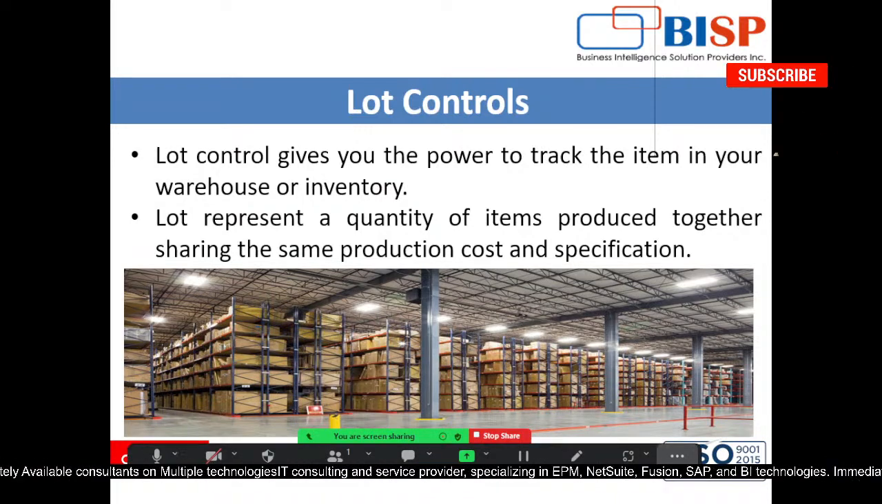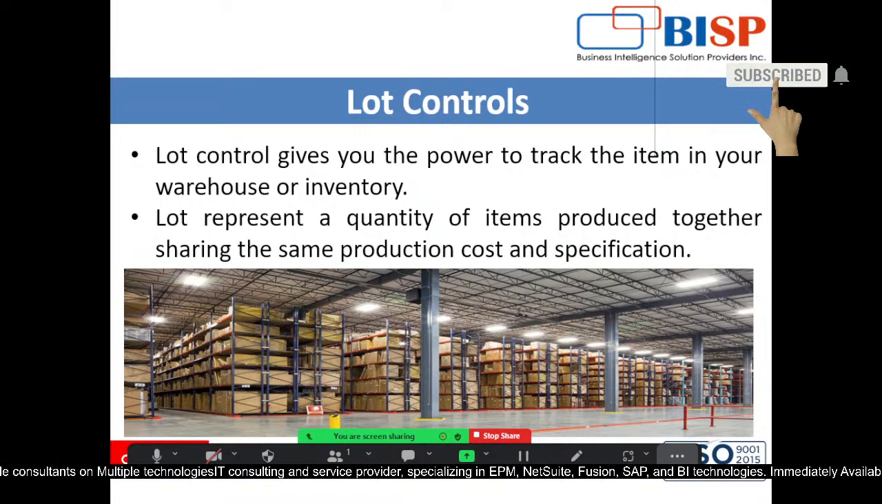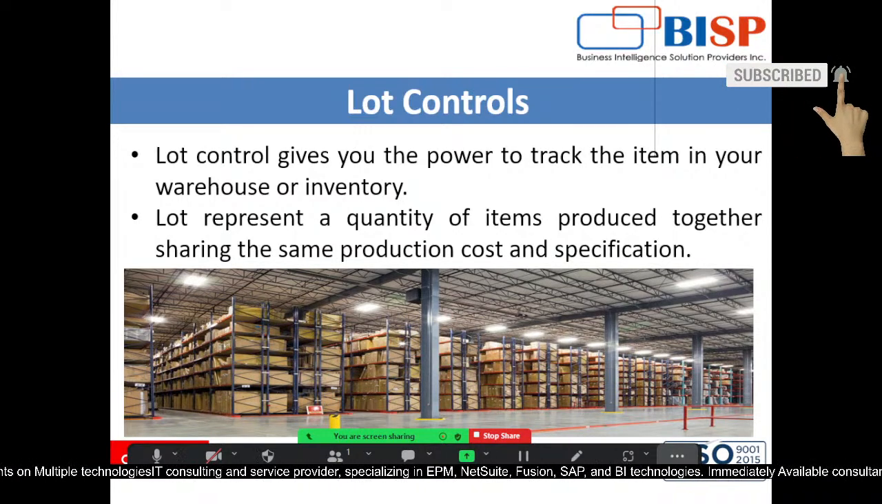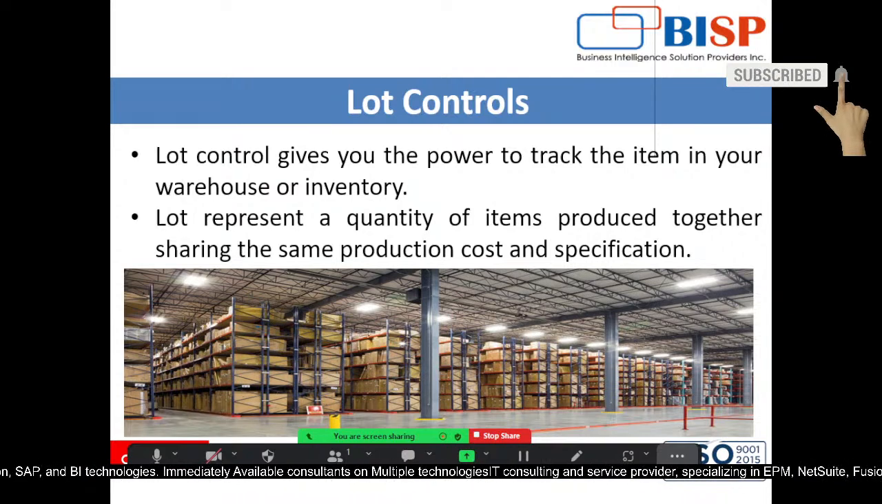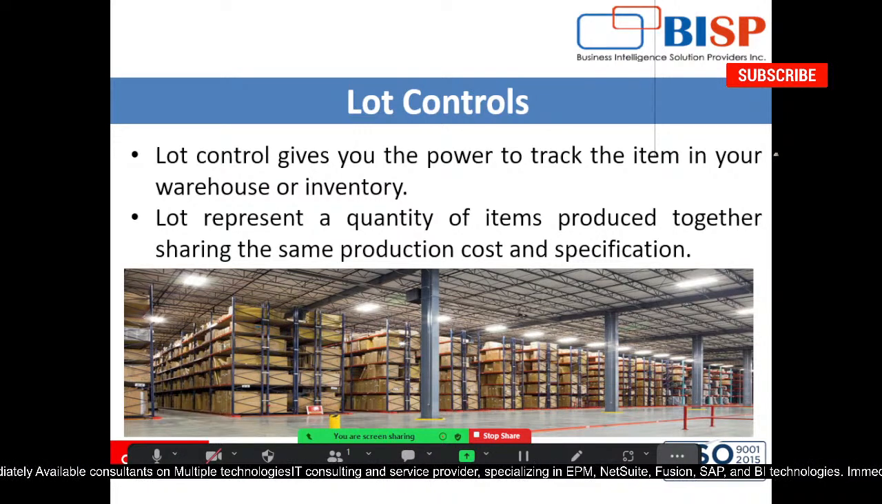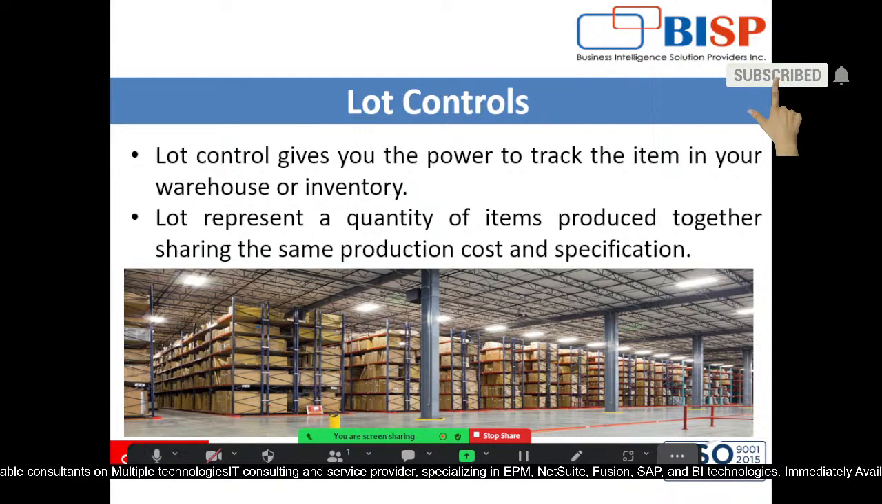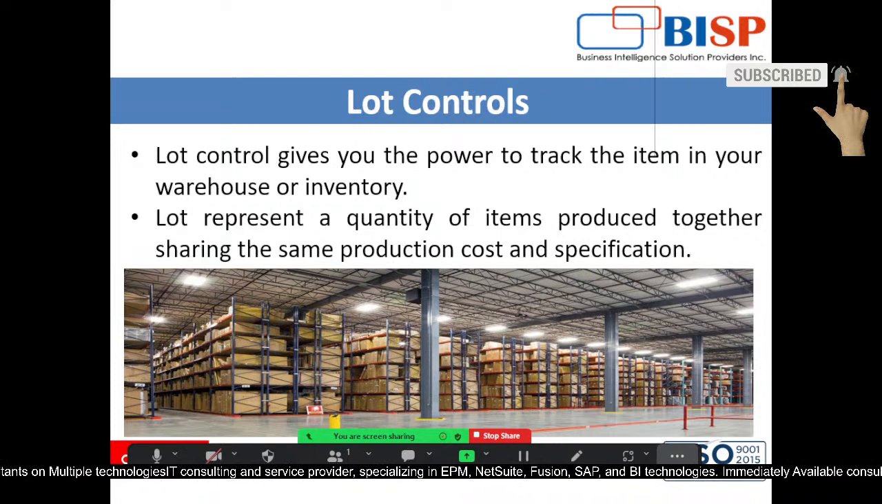Now start from our inventory. A lot is a specific batch of goods, stored or shipped, from your inventory or a warehouse. A lot is materials, so we can manage our items and materials using the lot, right? Lot control gives you the power to track items in your warehouse, in your inventory. In other words, the lot represents the quantity of an item produced together.